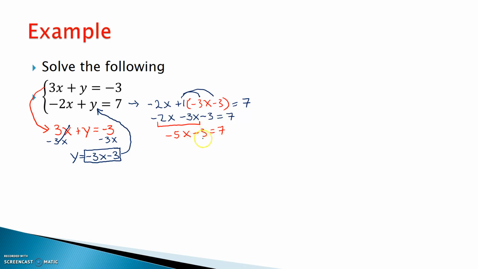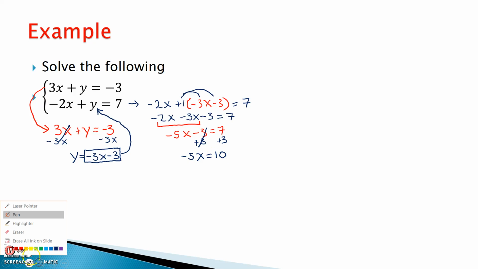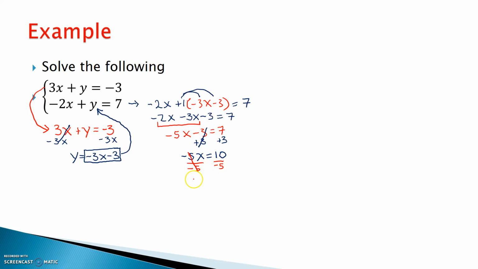How do I get rid of that -3? I say, hey, +3 to both sides. These guys cancel out. I'm going to be left with -5x is equal to 10. All right, now last thing I have to do here is divide both sides by -5. These guys cancel out. I get x is equal to, what's 10 divided by -5? -2. You've got to be careful.